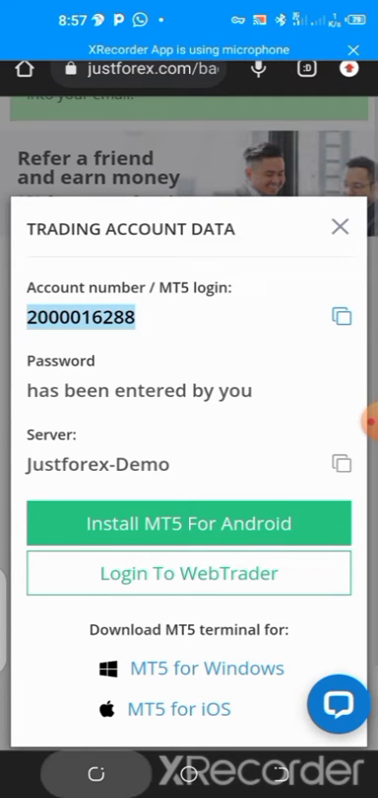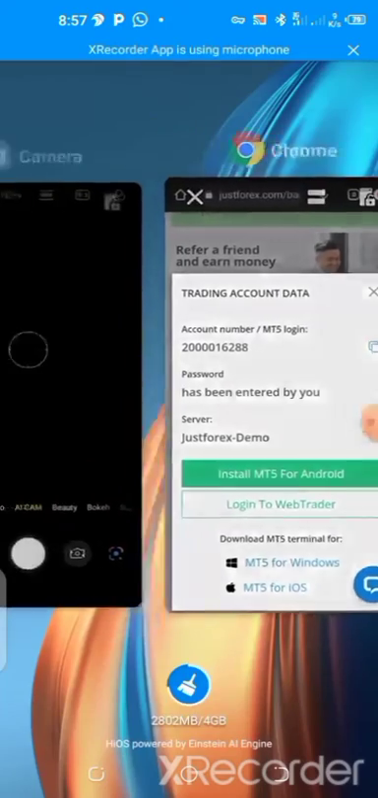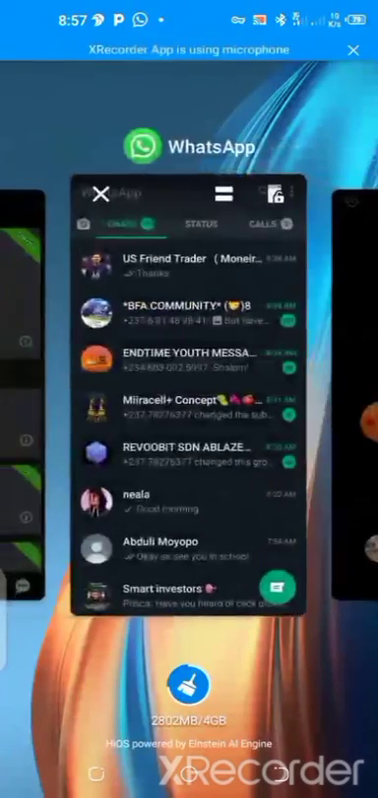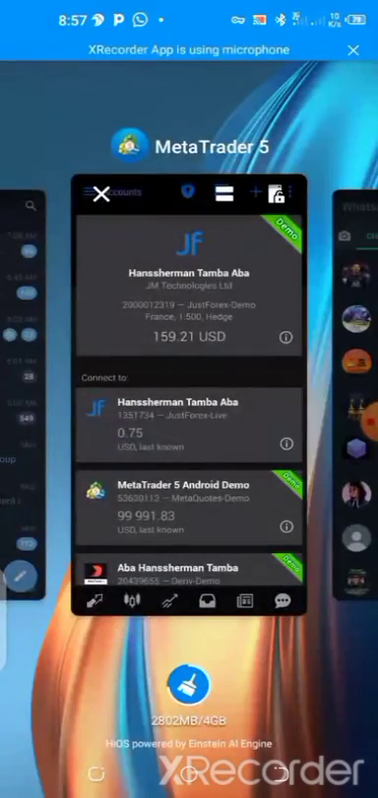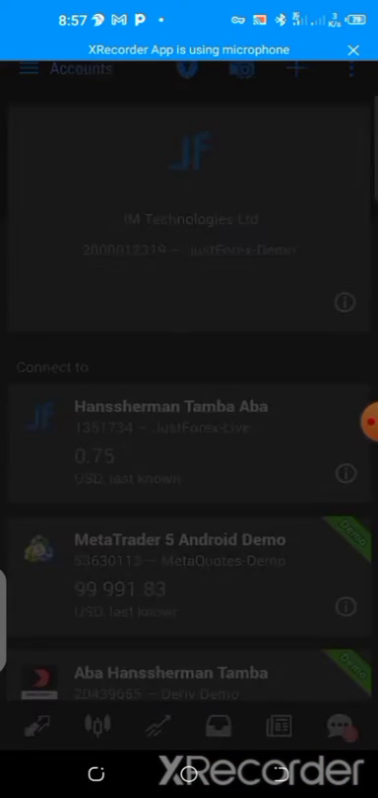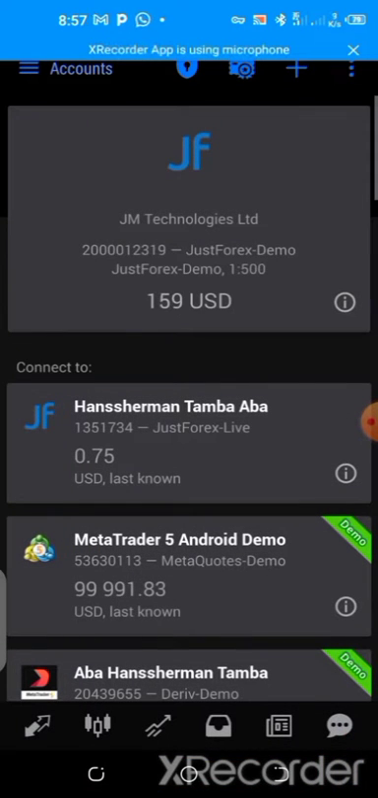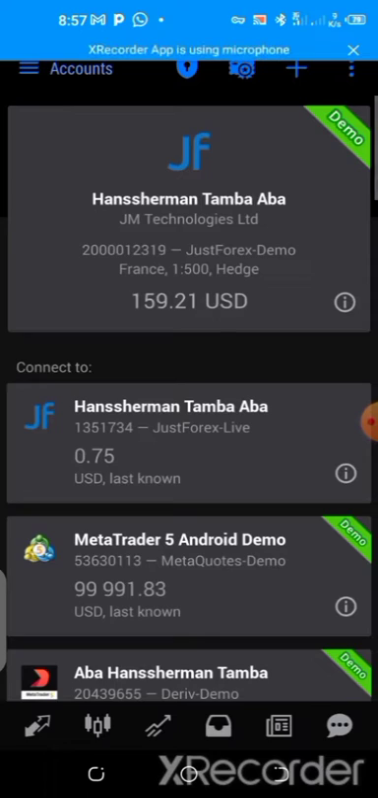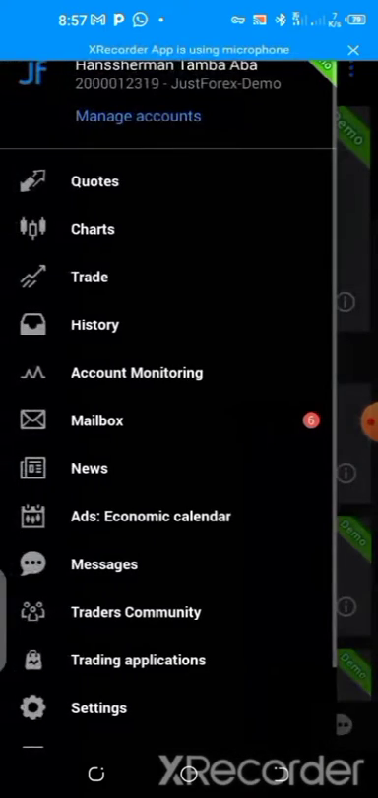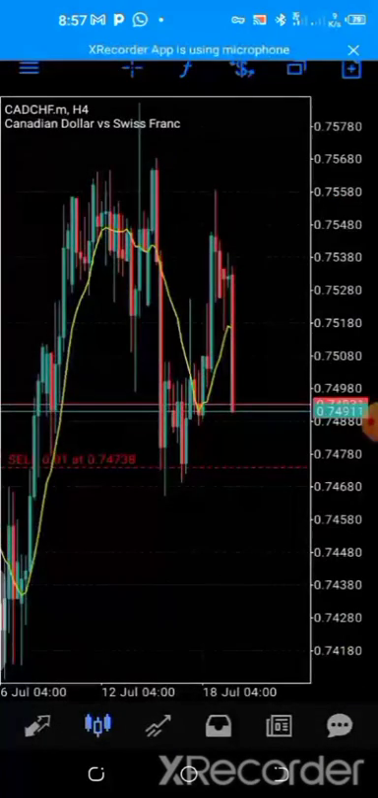Now I'll go directly to my apps. I'll just shift it to one side. This is my MT5. Let it load. Okay, this is my MT5. Let me show you how it opens at the start, in case I was on my chart.